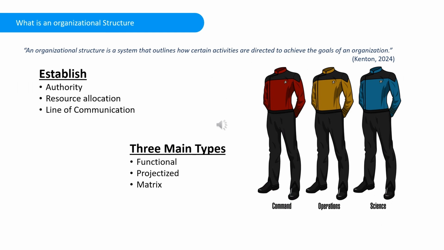An organizational structure is a system that outlines how certain activities are directed to achieve the goals of an organization. They establish authority, lines of communication, and resource allocation. There are also three main types of organizational structures, including functional, projectized, and matrix.